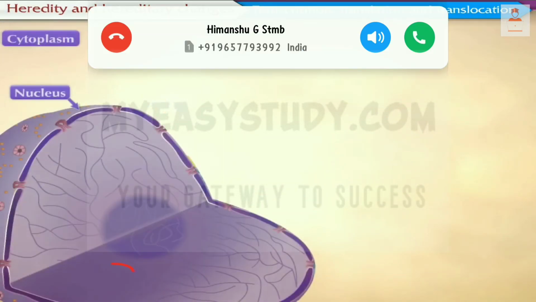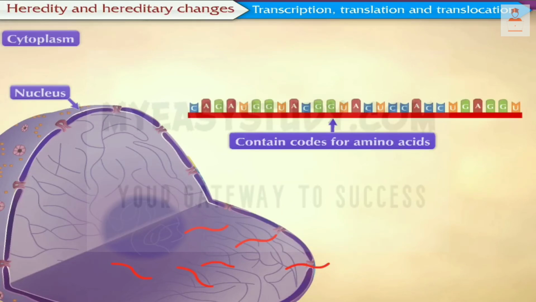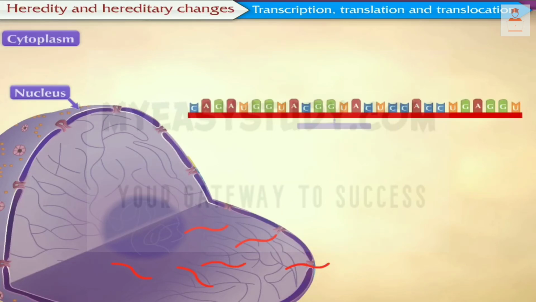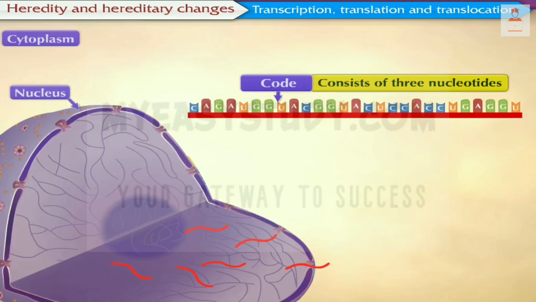The mRNA formed in the nucleus comes into the cytoplasm. It brings the coded message from DNA. This message contains the codes for amino acids. The code for each amino acid consists of 3 nucleotides. It is called a triplet codon.